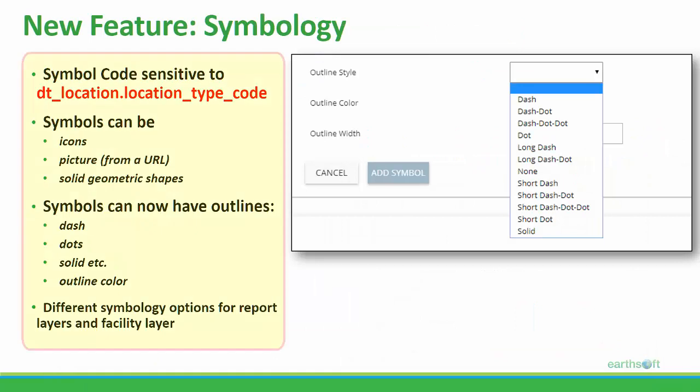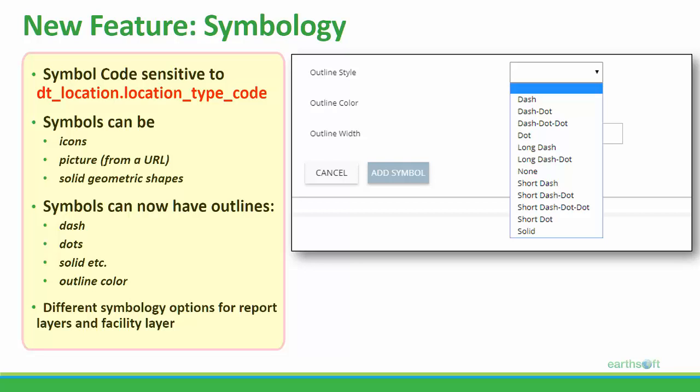The next feature is symbology. The symbology is usually pulled from DT location type core, and we have introduced some features such as outlines for your symbols. As you can see in the image on the right, you can have dashes or dots or solid features, and this helps give better location symbols. You can also use icons with a URL for your symbology, or you can use geometric shapes such as squares or circles or diamonds.